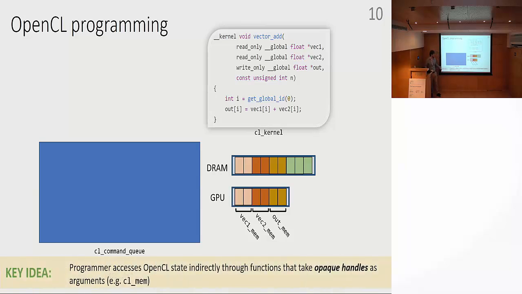So the key idea here, though, is that all the interaction with the OpenCL API is occurring through opaque handles. So you can think of like a file descriptor with a file. That's an opaque handle. In this case, they have the handle for the memory buffers.